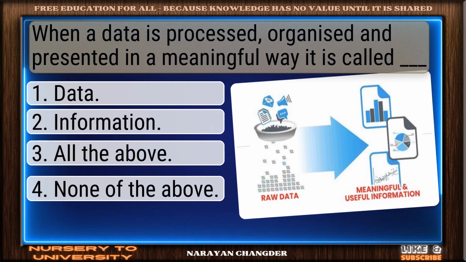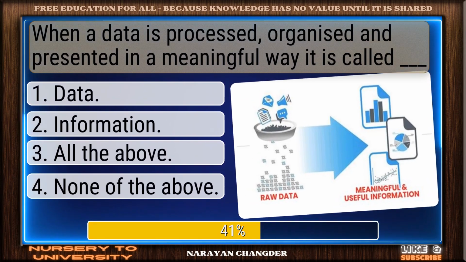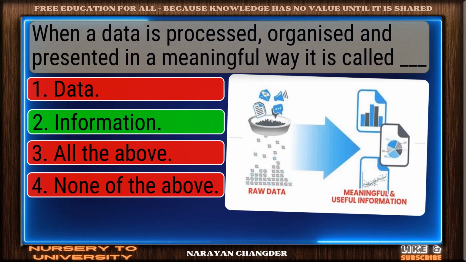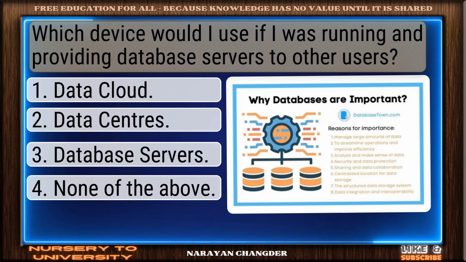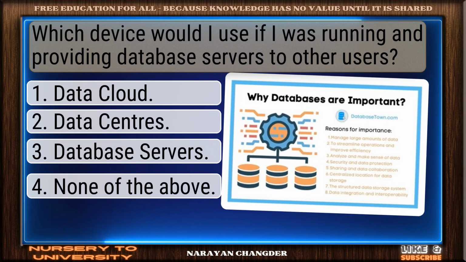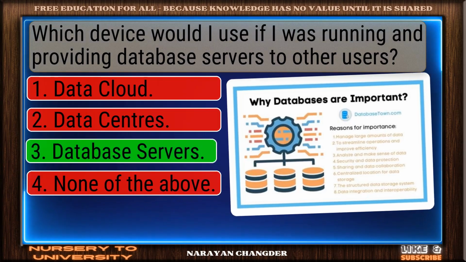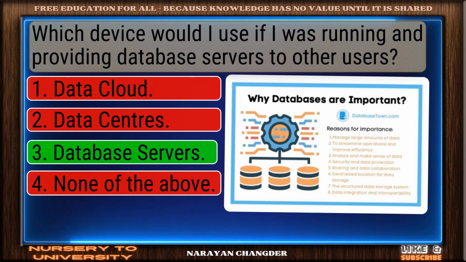When a data is processed, organized and presented in a meaningful way, it is called dash. Right again. Information is a valid answer. Which device would I use if I was running and providing database servers to other users? Great job. Database servers is the accurate answer.